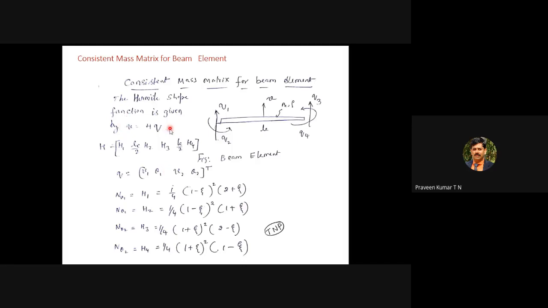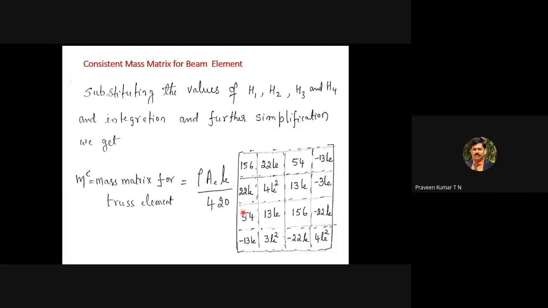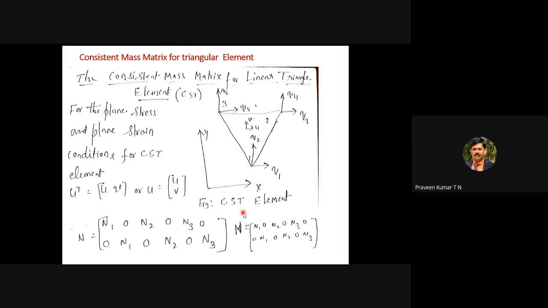Then V is given by H cube. H, we already know, is a row vector. Q is the column vector. After multiplication, we get H transpose into H. We have N transpose, which is replaced by H transpose. Then after simplification, we get this matrix. That is it. Then the consistent mass matrix for the linear triangular element.